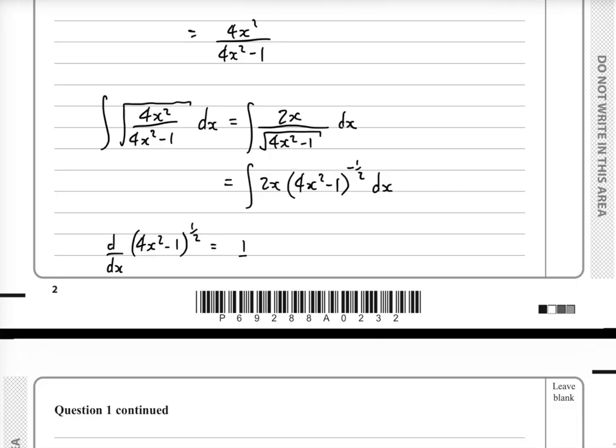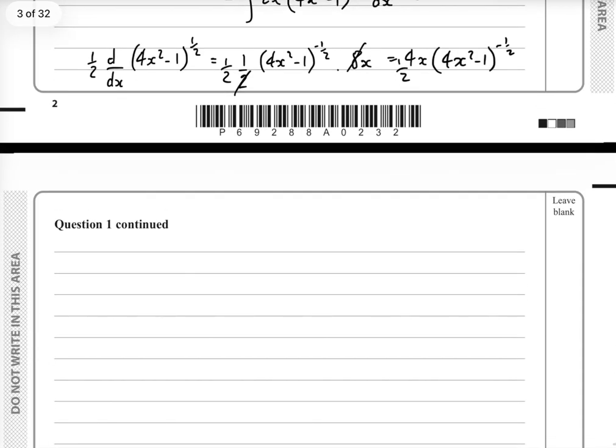And if I were to do that, the half would come down the front. We get 4x squared minus 1 to the minus a half times by the derivative of the function inside the brackets, which is 8x. That would cancel and give me 4x squared minus 1 to the minus a half, which is very close to what we're trying to integrate. It's 2 times bigger, so if I put a half in front of all of this, it will equal the thing we're trying to integrate here. So we can integrate directly to give a half 4x squared minus 1 to the power of a half.